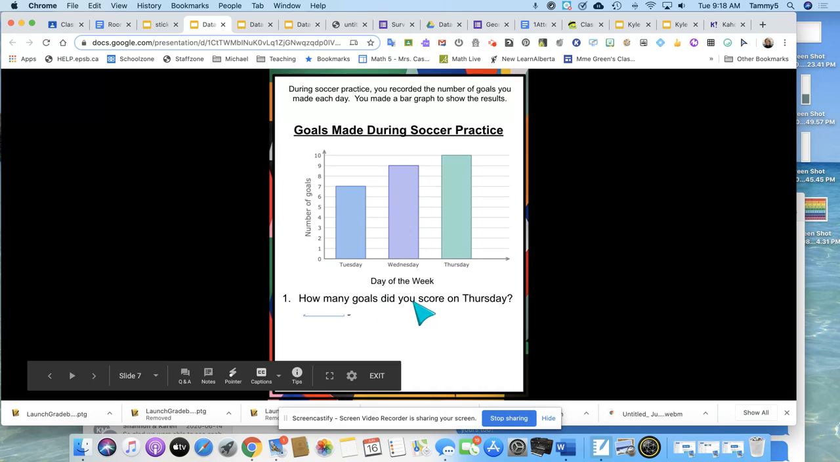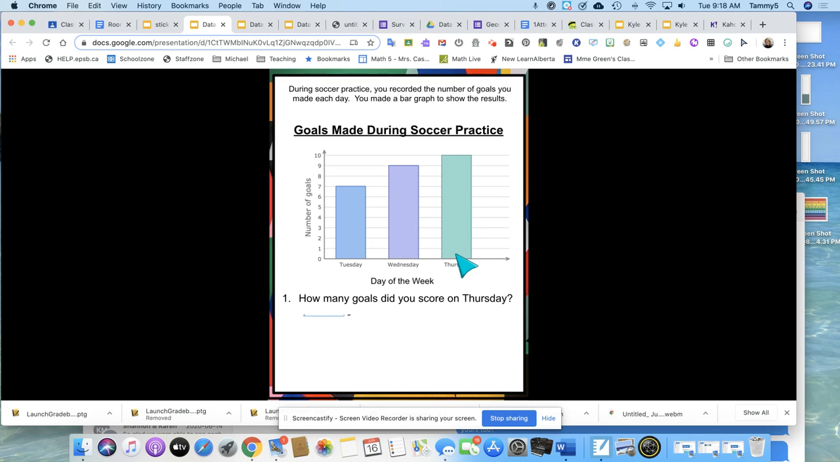So it says, how many goals did you score on Thursday? So we look at Thursday, we go up to the line, go across, and we see that there's 10. Now notice that this graph and the other graphs were not done on graph paper, but they still do have those horizontal lines so that you can see the data pretty easily. Okay.